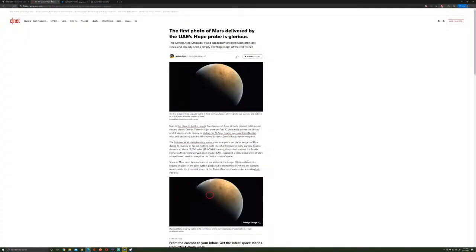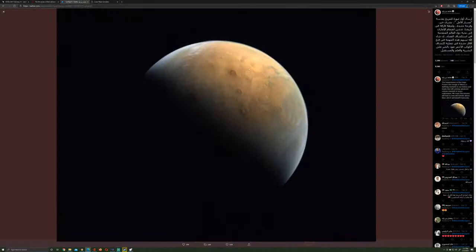I did mention the UAE probe known as HOPE. This is actually the first picture it's sent back, and it's kind of cool. It got the Tharsis region of Mars right in here. These 3 shield volcanoes, all in a line, and just off the edge, it's kind of hard to see, but right along the terminator here, you see what is called Olympus Mons.